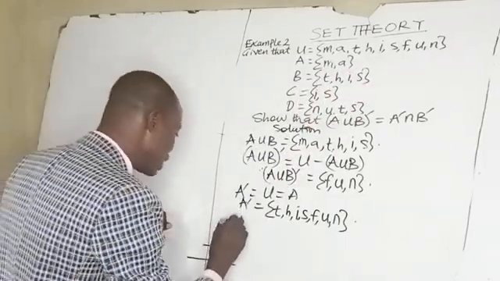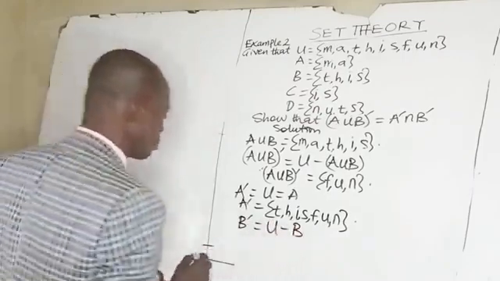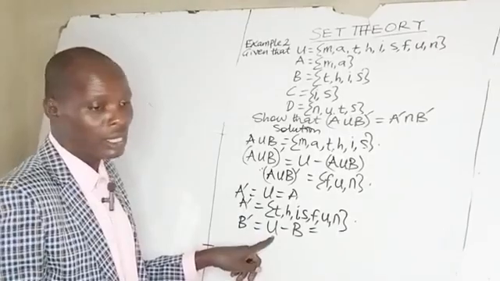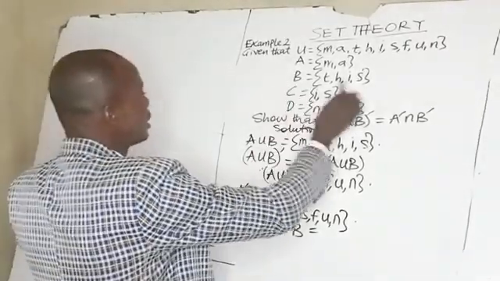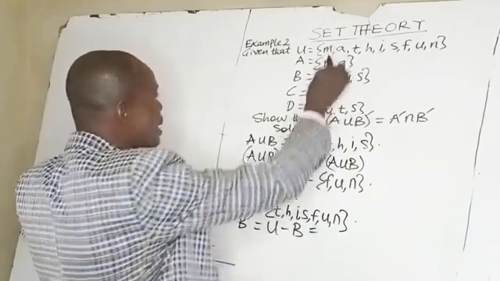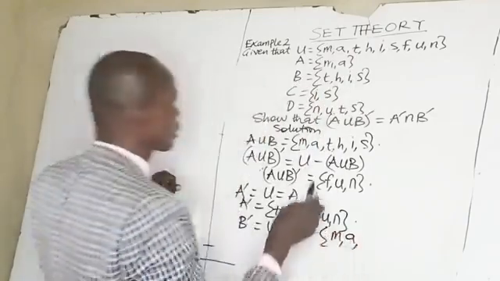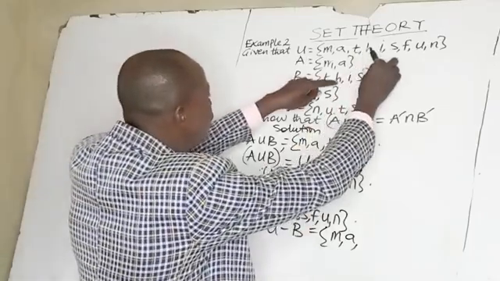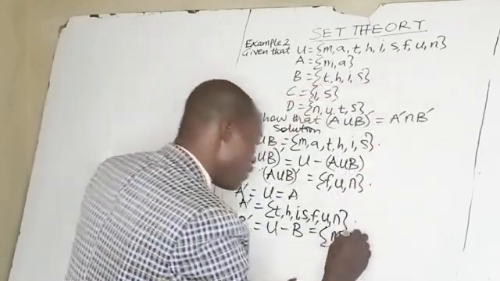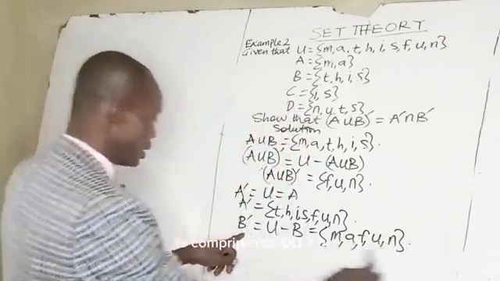Then B complement as well will be universal set minus set B. So what do you have in universal set that are not in set B? These are the elements of set B: T, H, I, S. So we have M, A, then F, U, N. So that is the complement of set B.